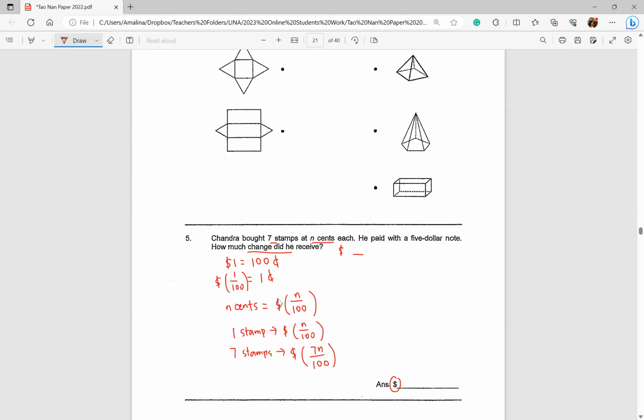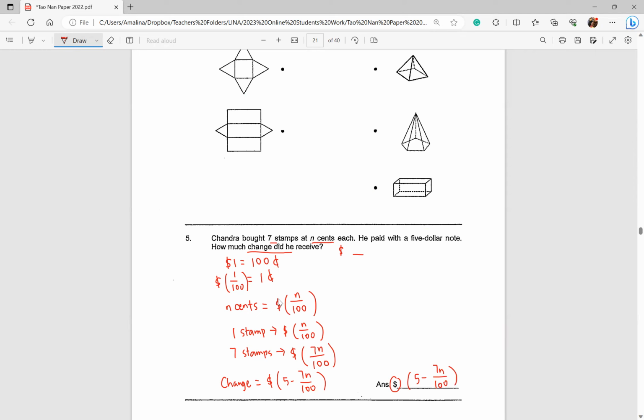But you paid with a $5 note, which means that your change will be your $5 minus of your fraction 7n over 100. So that's the answer for question number 5. Okay, 5 minus 7n over 100.